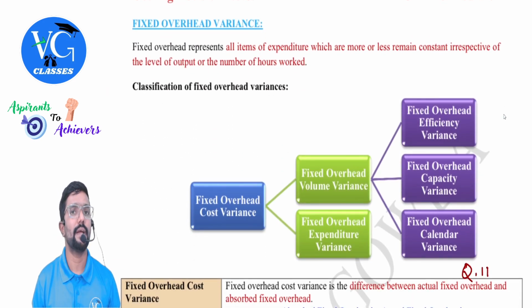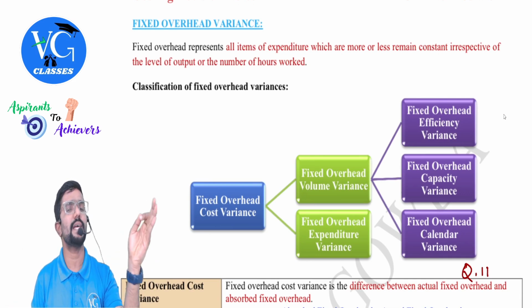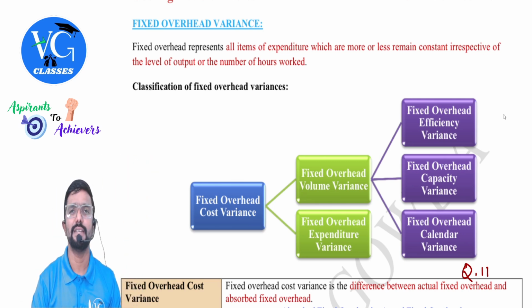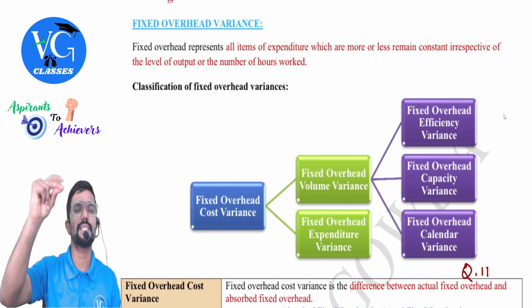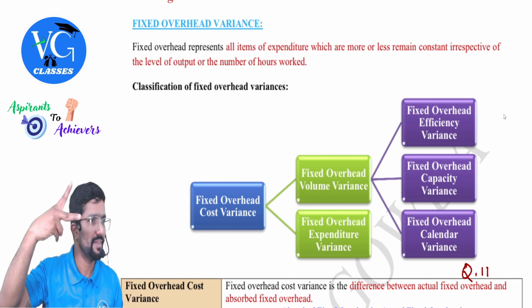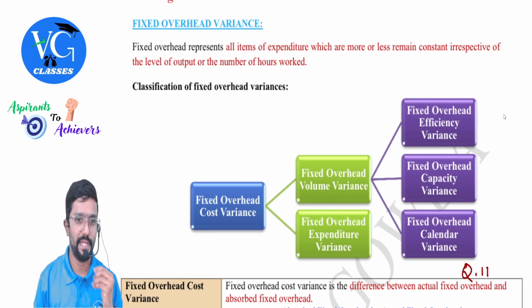And guys, till now, whatever variances we have discussed, positive is favorable and negative is adverse. Until now, standard always comes first, actual next. Clear? Whereas under fixed overhead variances, in two places it will change.